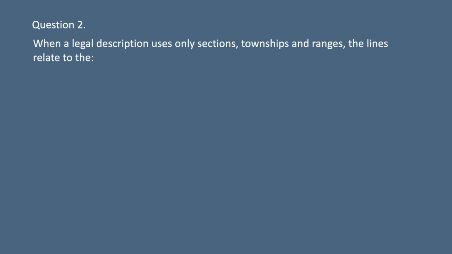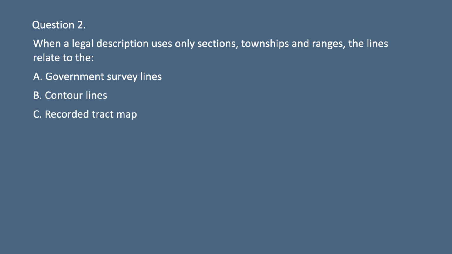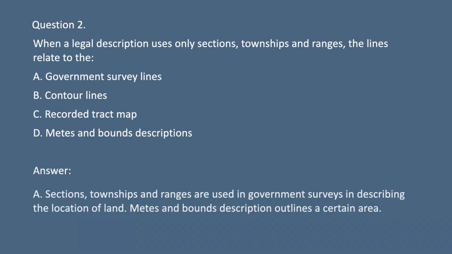Question 2. When a legal description uses only sections, townships and ranges, the lines relate to the A. Government survey lines. B. Contour lines. C. Recorded tract map. D. Metes and bounds descriptions. Answer: A. Sections, townships and ranges are used in government surveys in describing the location of land. A metes and bounds description outlines a certain area.